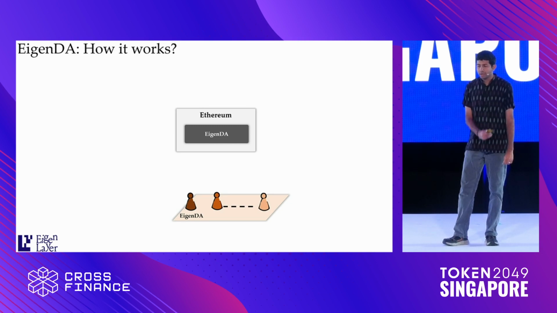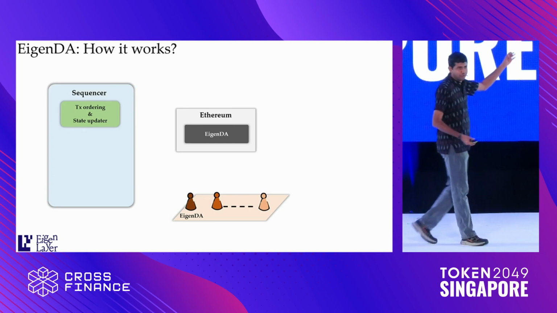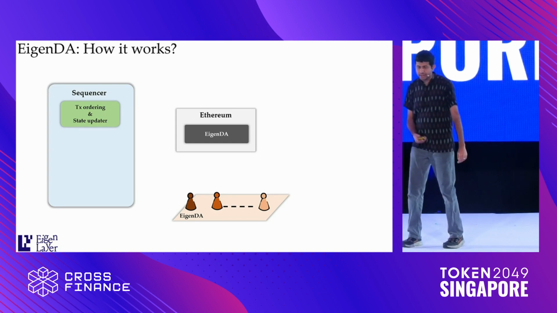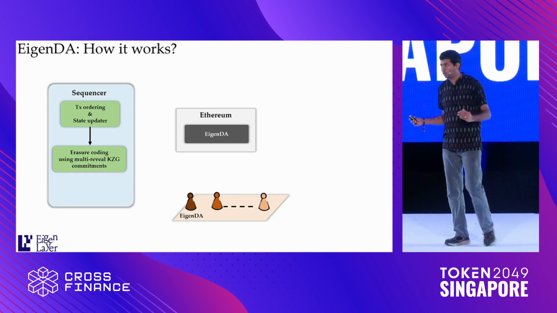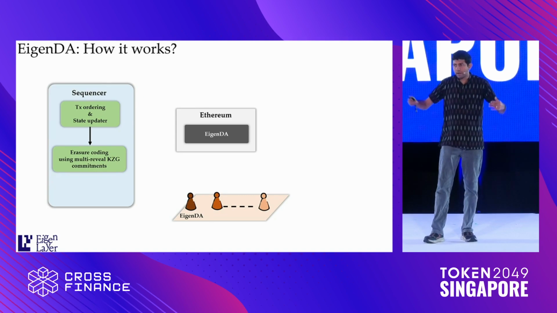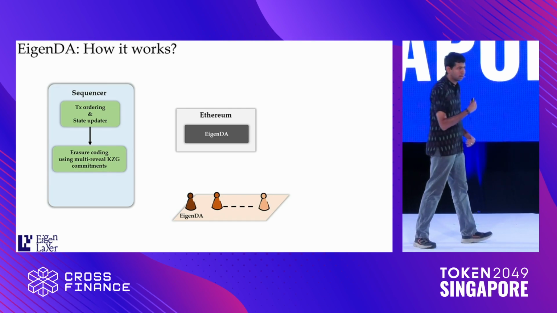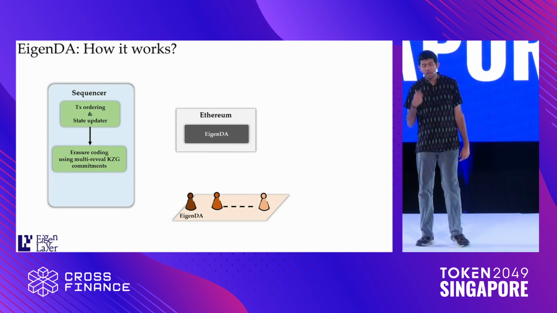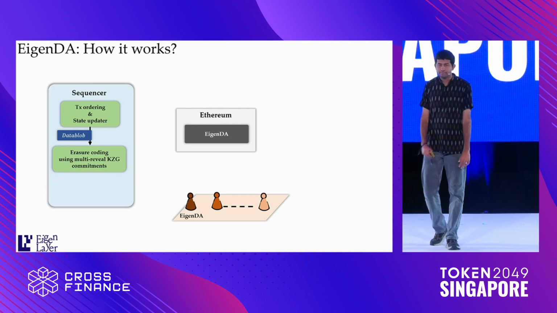How does EigenDA work? Essentially, when you're building a rollup, you have this notion of a sequencer that takes all the transactions, orders them, and then updates the state. When we're thinking about the sequencer, what we give is an adjacent code base to the sequencer that lets you talk to the EigenDA system. There's a bunch of nodes running EigenDA. Who are these nodes? They're Ethereum restakers. Ethereum stakers opt in and promise to run this data availability system. That's who's running EigenDA.